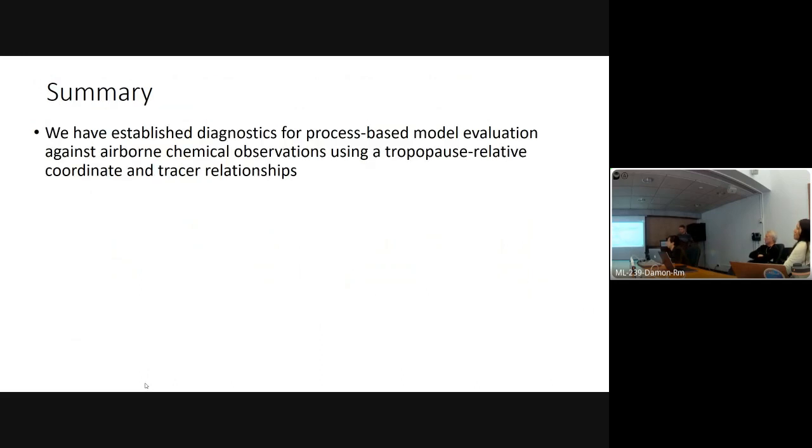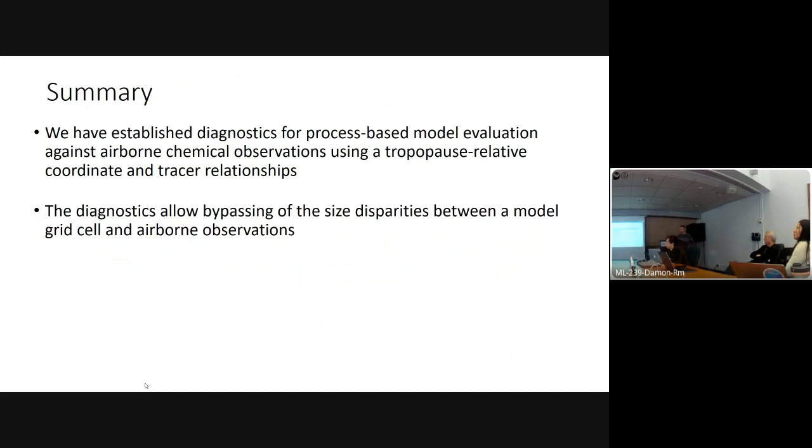Okay, so let me move on here. I think the big picture idea that we're going for here is to try to establish these kinds of diagnostics for a process-based model evaluation. So we've used these airborne chemical observations, a tropopause relative coordinate, and these tracer relationships as a way to analyze and evaluate these models.